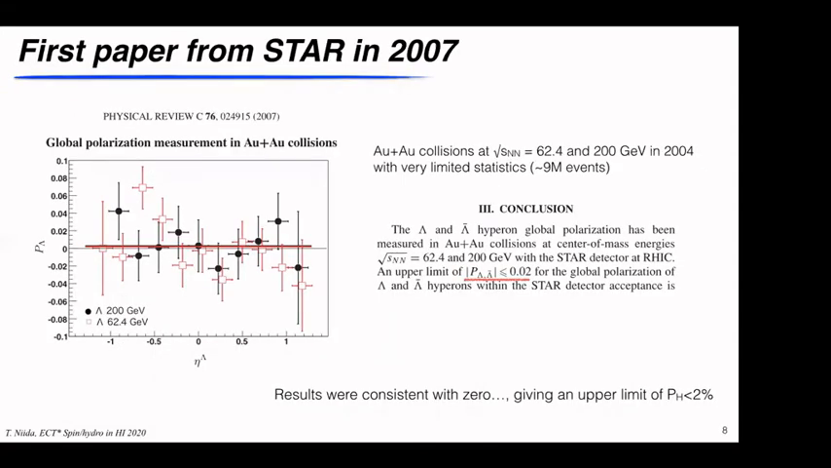So the first paper on global polarization appeared in 2007 from the STAR experiment. This left panel shows the polarization as a function of rapidity for two different collision energies. As you can see, the data points are basically fluctuating around zero. So the conclusion at that time was that the results were consistent with zero, giving just an upper limit, which is 2%.